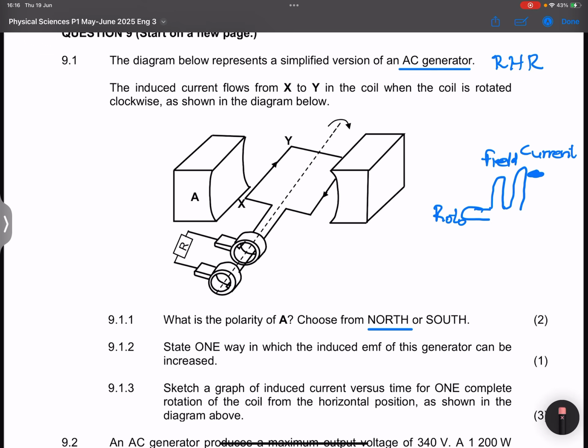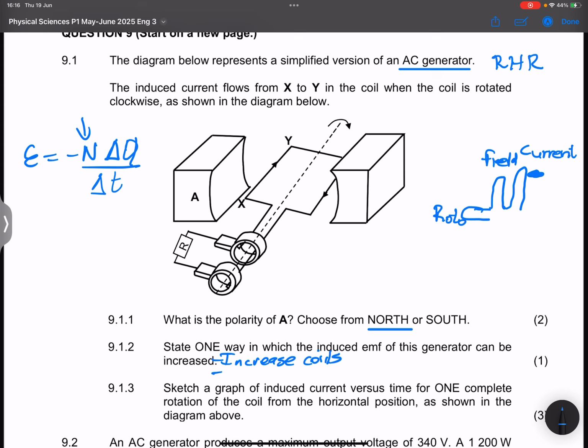Right, so they say state one way in which the induced EMF of this generator can be increased. Now there's three ways, right? Firstly, we know that E is minus N, the change in phi divided by delta T. So firstly, you can increase the number of coils in your armature. So that's one way. Increase the number of coils. Right, you only need to mention one of these.